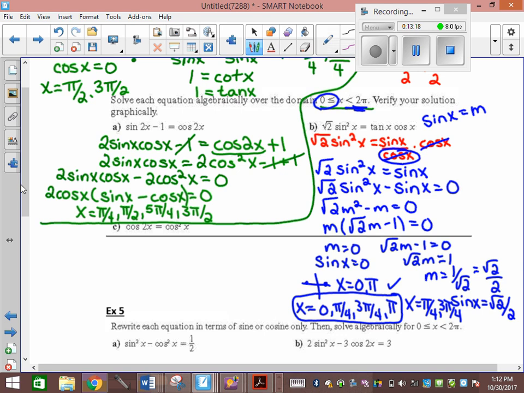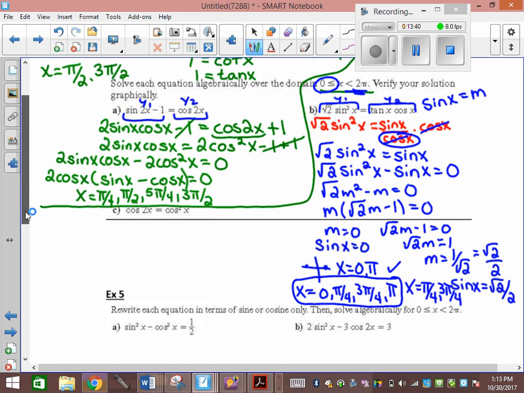Remember, you can always go y1, y2, restrict your window to 0 and 2 pi and find out where they fall, or do it between 0 and 360, get it in degrees and convert. Same thing here, you could go y1, y2, find out where they intersect between 0 and 360 and convert. Remember, you can always check that way.